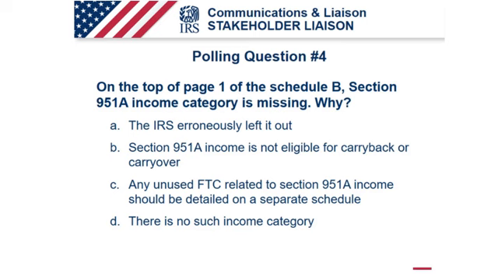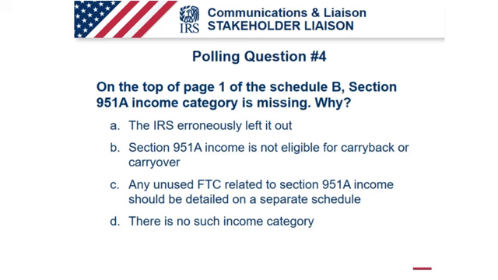And this question reads, so on the top of page 1 of the Schedule B, the Section 951A income category is missing. And why is that? I believe Jim covered this just a few slides back, so feel free to take a quick peek at your materials. I'll just read that one more time to give you some time to answer. On the top of page 1 of Schedule B, the Section 951A income category is missing.